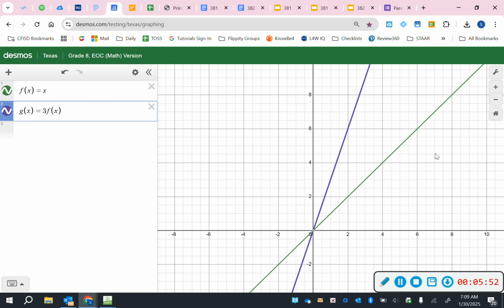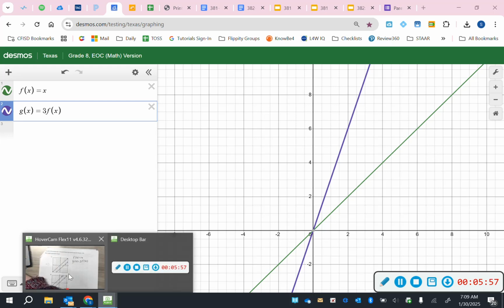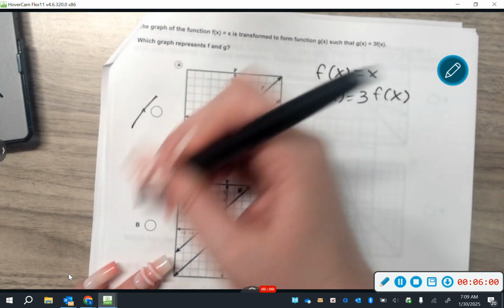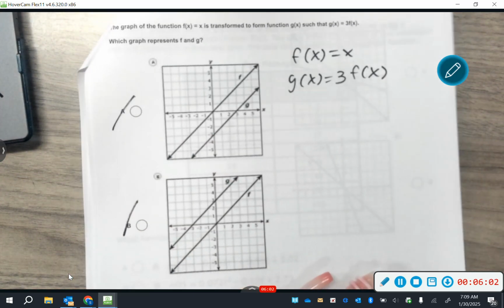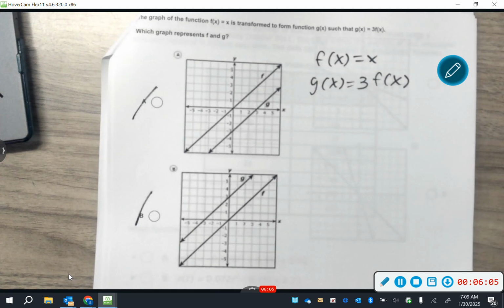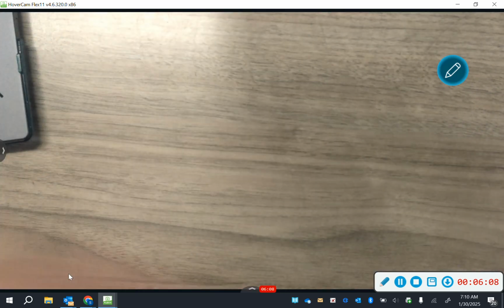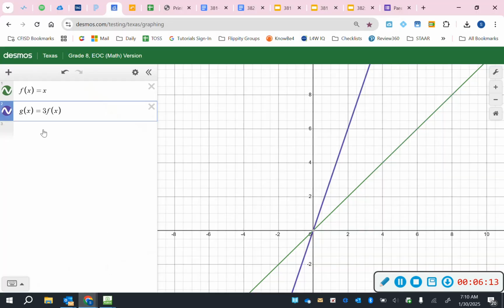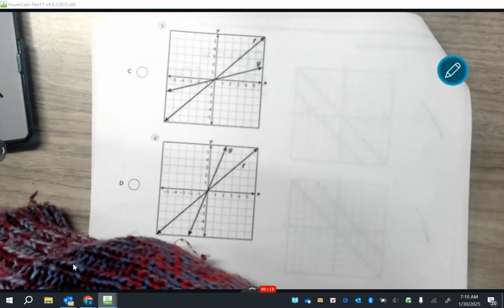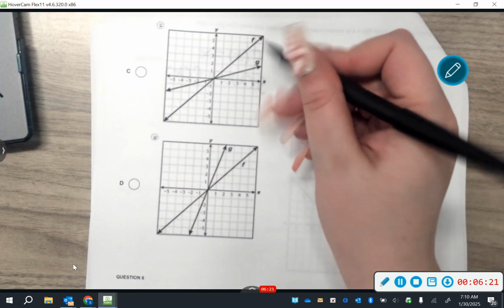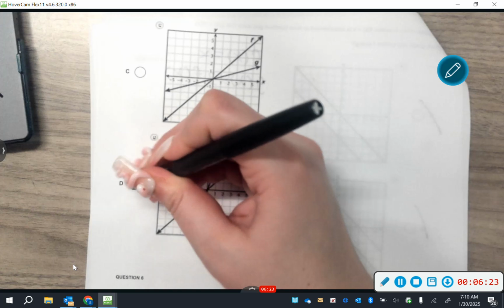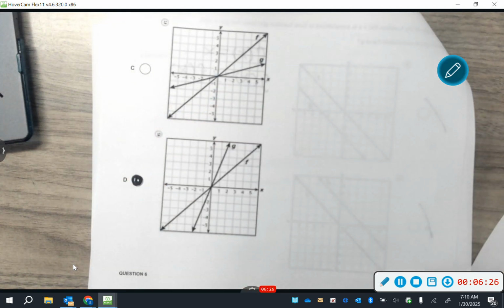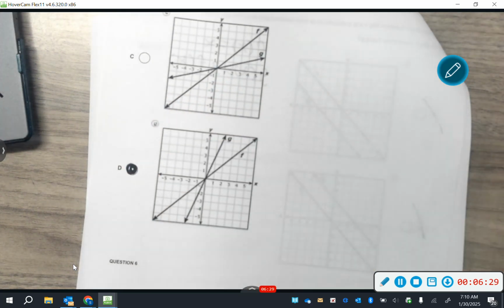I need to see which graph matches. Well, A and B obviously do not match at all. So it's not A, it's not B. And they even labeled it F and G for you. That means it has to be one of these two. Well, if I go back to my graph again, it's saying here g of x, my purple one, should be the one that's up top. So this one says f of x is on top. This is the one that says that my g of x is on top. So our answer for that one should be D.